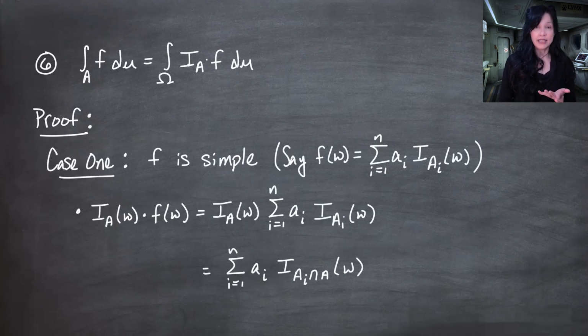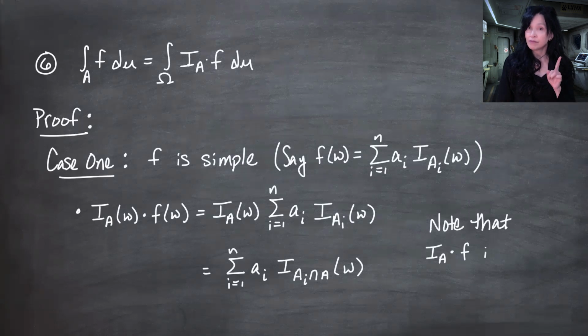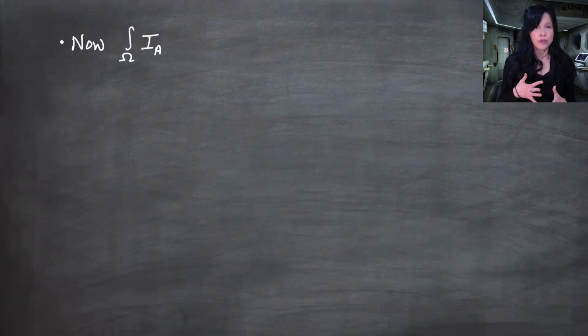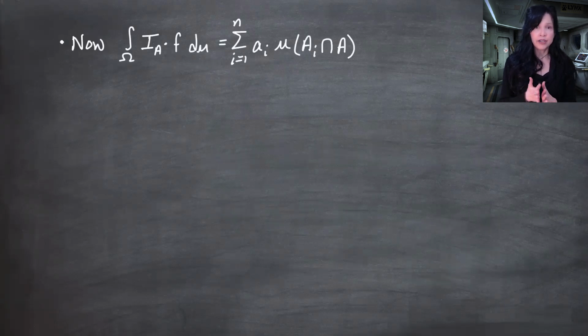And this is another simple function. Good to note, if f was simple, then when you multiply by an indicator, you still have a simple function. You maybe messed up your sets a little bit, but that's okay. We do know how to do the integral of this thing. So let's do it. The integral over omega of the indicator times f with respect to mu is simply the sum as i goes from 1 to n of the coefficients, the little a_i, times the mu measure of the sets used to define this product function.